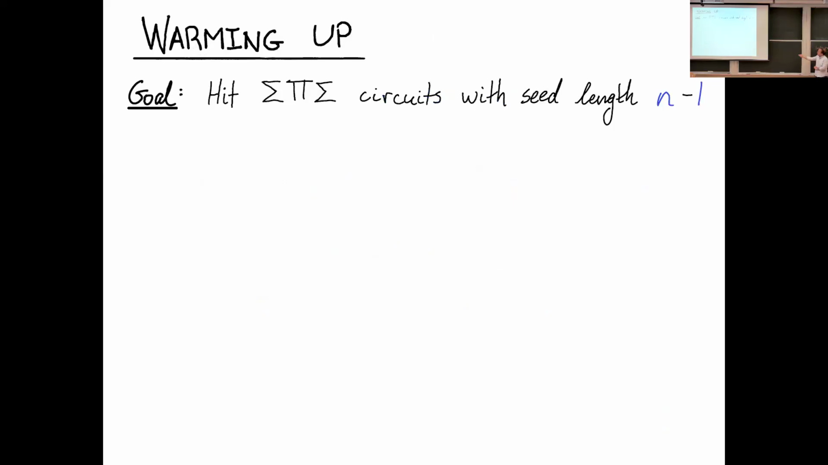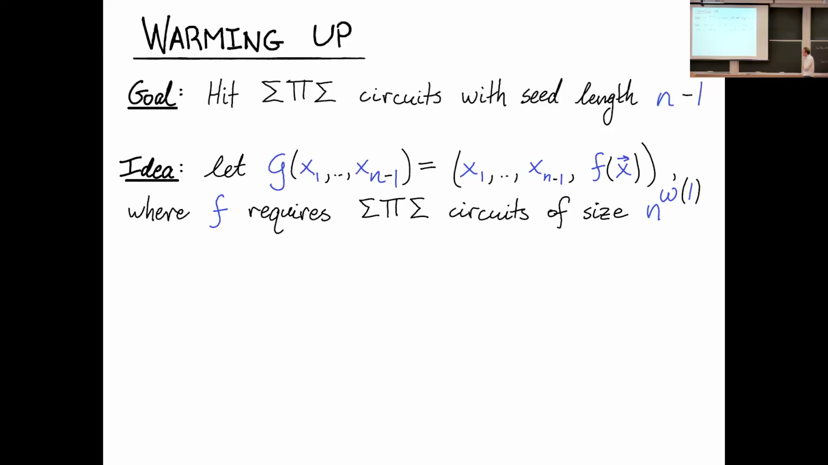Say we want to hit depth 3 circuits with a generator of non-trivial seed length, just n-1. We want to save 1 bit. So one idea you might consider is, well, let's take a generator that has n-1 inputs, and let's just append some hard function to this string of inputs. And in particular, maybe we pick a function that's hard for depth 3 circuits. This is a natural thing you would try.